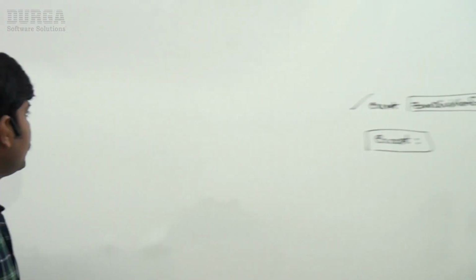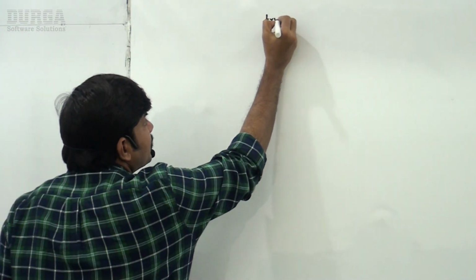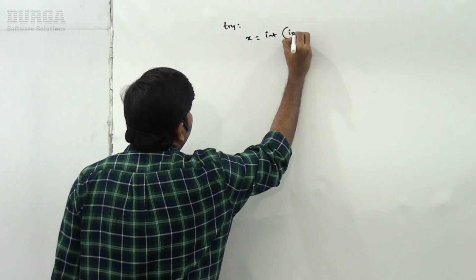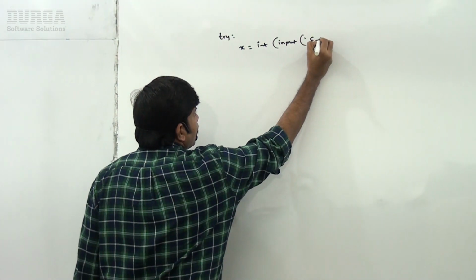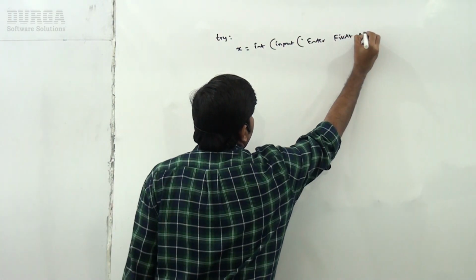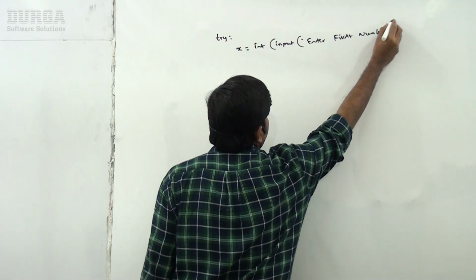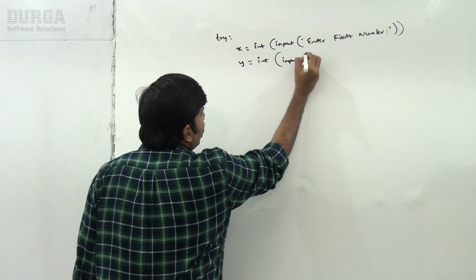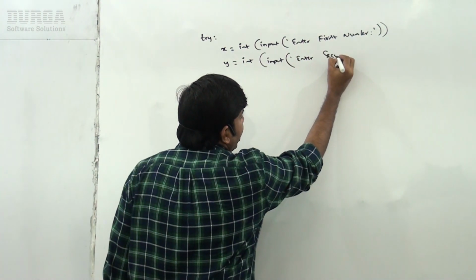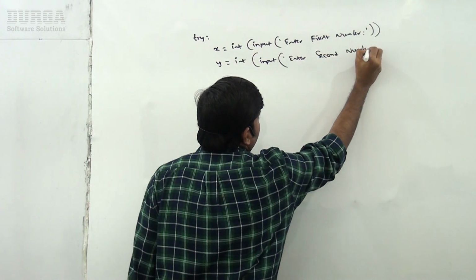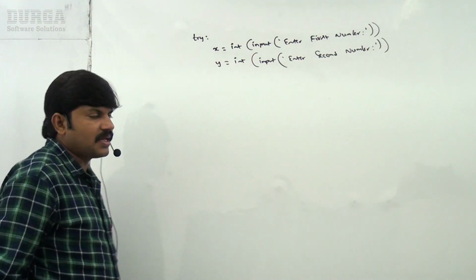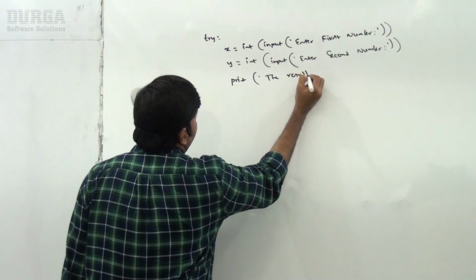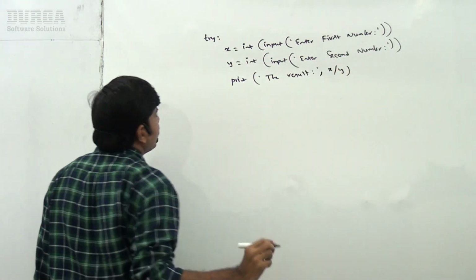Observe carefully. Here I am taking try, our same example: x = int(input("Enter first number")), y = int(input("Enter second number")). Two values are there. Then print the result x / y.